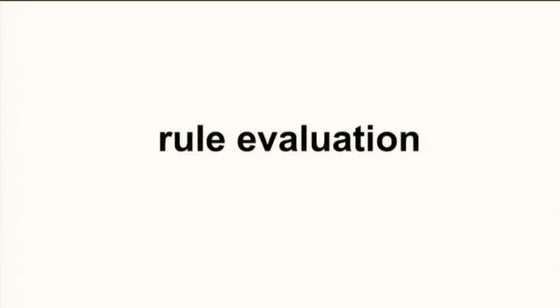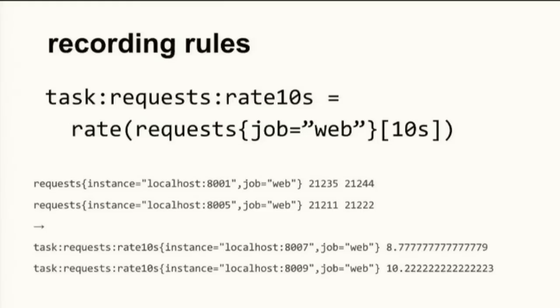Okay, so now 60 slides in, we're at the meat of the talk, where the real magic happens. We're going to create some new time series with what we call recording rules. So I would like to compute the rate of change of the requests of the web server, and I will do it like this. A query for request by instance has two data points in time, and then the result will be a single data point because I've computed the rate over the last 10 seconds, I suppose.